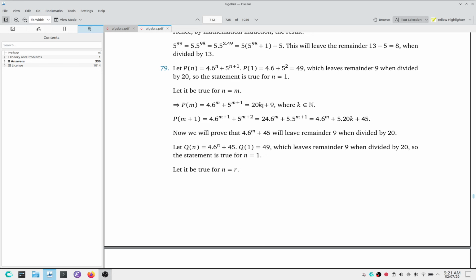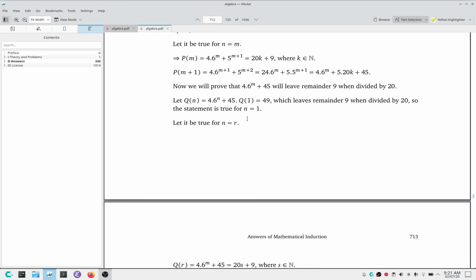This we have left to be true. But k is in the set of natural numbers. Now we put n is equal to n plus 1. We get 26 times 6 raised to the power m plus 5 times 5 raised to the power m plus 1, which is equal to 4 times 6 to the power m plus 5 times 20k plus 45. Now we will prove that this leaves a remainder 9 when divided by 20.